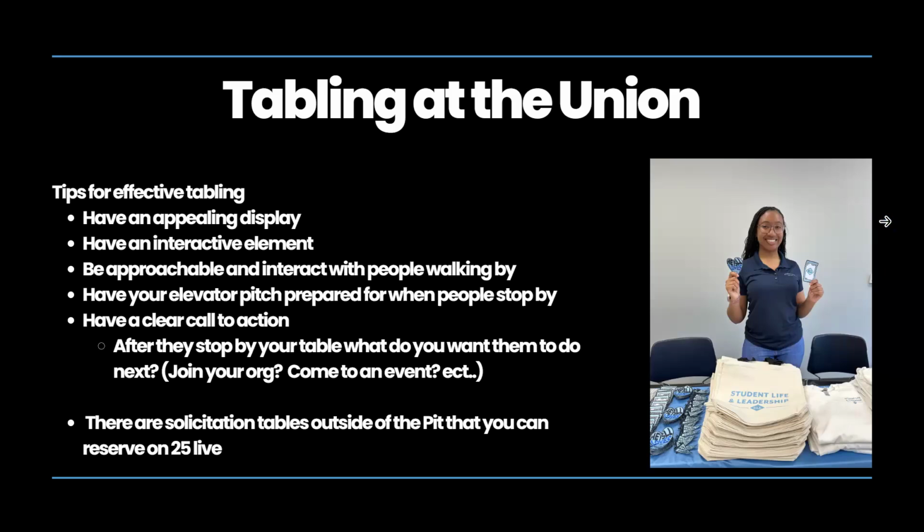Tabling at the Union is another great way to engage the Carolina community. Some suggestions we have for effective tabling are to have an appealing display. Typically, when you're in the pit, you may be tabling with a bunch of other organizations, so you want something that really shows that your organization is unique and sets you apart. You're going to want to typically have an interactive element. We have found that the Plinko board or a big spin the wheel is great. People also love to stop for food, so if you can incorporate that into your tabling, you're more likely to get people to stop and engage with your organization.